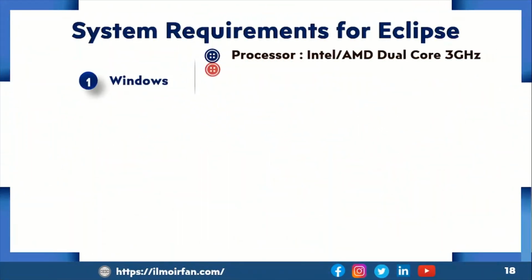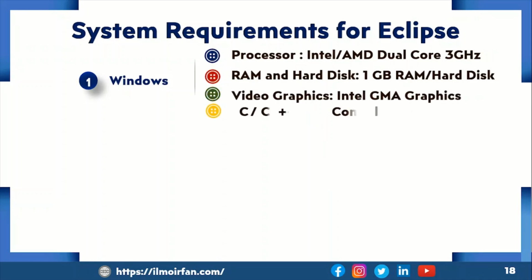System requirements for Eclipse. The minimum system requirements for Eclipse are as follows. For Windows, we need an Intel or AMD dual core processor of 3 GHz. RAM and hard disk required are 1 GB RAM and 1 GB hard disk space. Video graphics is Intel GMA graphics. A C or C++ compiler like GCC or MinGW is required.